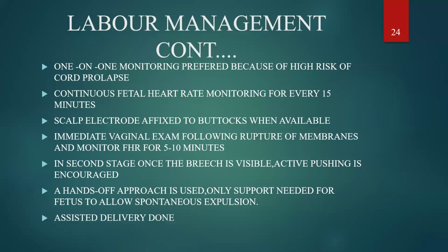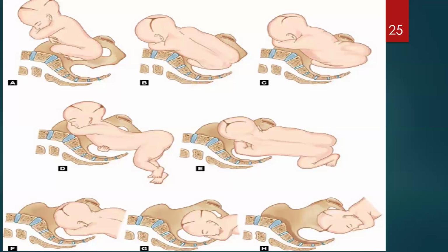Then in second stage, once the breech is visible, active pushing is encouraged. We encourage a hands-off approach when it comes to the delivery. So you do not do anything. You just observe and support the fetus as it's coming until it gets to the umbilicus. So your hands are off the breech until the baby is delivered up to the umbilicus. Then immediately you put in your maneuvers for assisted breech delivery. This is because the cord is now going to be compressed against the bony pelvis. And so you must, as quickly as possible, deliver the rest of the body.